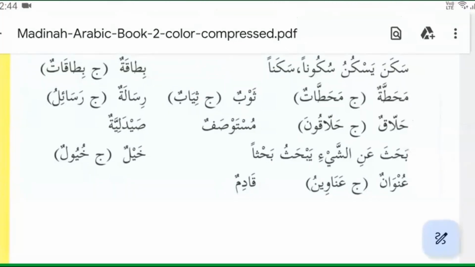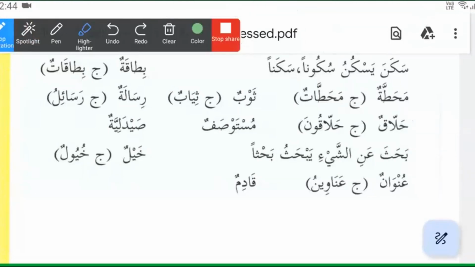Bahasa anin nabi, bahasa anis shay'i yabhasu bahsan. Bahasa anis shay'i means he searched about the thing. Yabhasu means he will search. Bahsan is the masdar. Then we have khailun or khuyul means horse. Unwanun means address. Anavinu means addresses. Qadim, ala wazni fa'ilun.